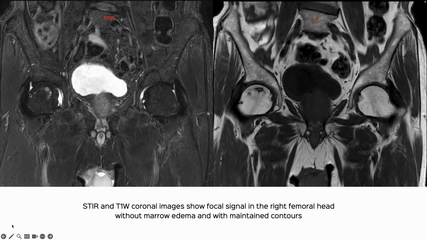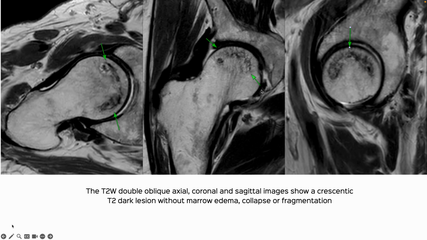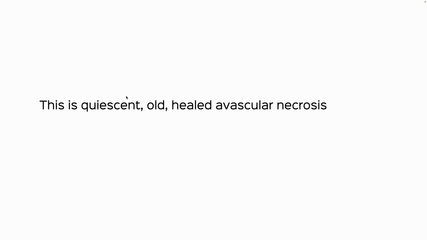Here on the STIR you can see a little bit of scar, no marrow edema. The contours are maintained. Little scar on the T1, and when we look at the double oblique axial, coronal, and sagittal, you can see the crescentic scar. This is classic avascular necrosis, but you can see the border, the normal marrow between the scar and the articular surface, and this is just an old healed lesion, probably occurred many years even prior to 2015. We would actually call this an incidental finding, just quiescent old healed AVN.